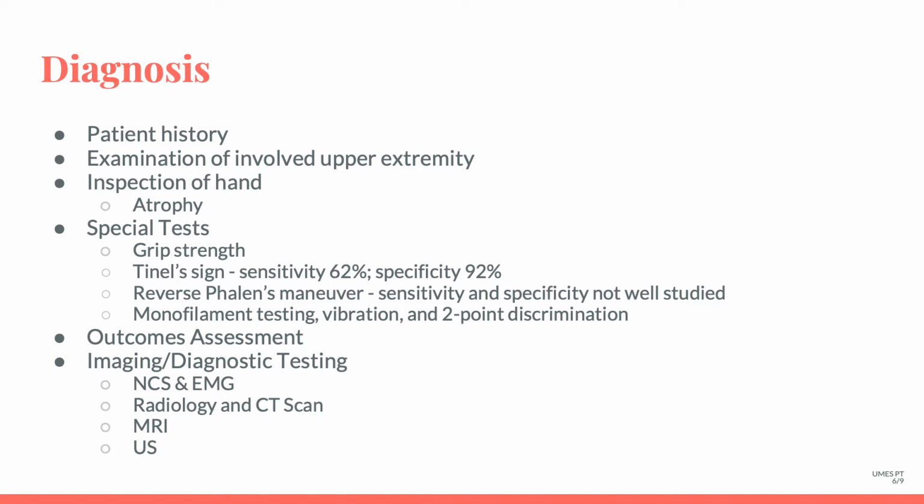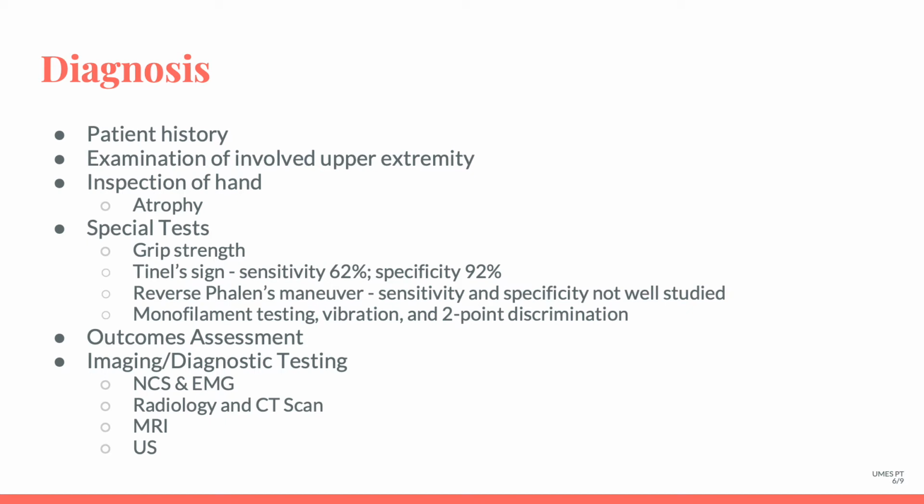And then we want to do an examination of the involved upper extremity. So we want to be looking at the range of motion of their neck and their shoulder, and also seeing if they have instability of their shoulder, and then an elbow examination, because conditions here can mimic carpal tunnel syndrome symptoms.